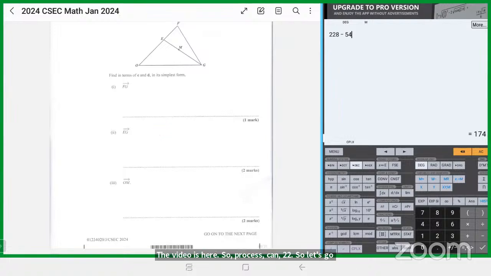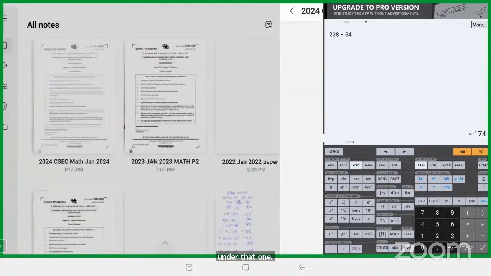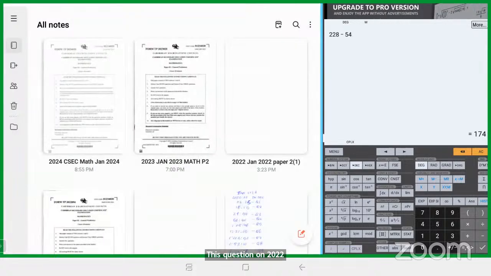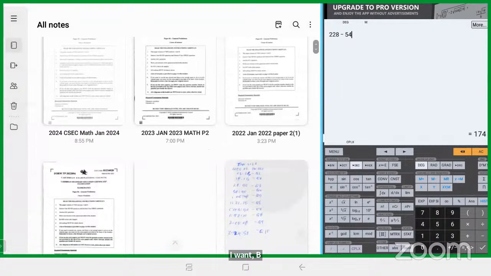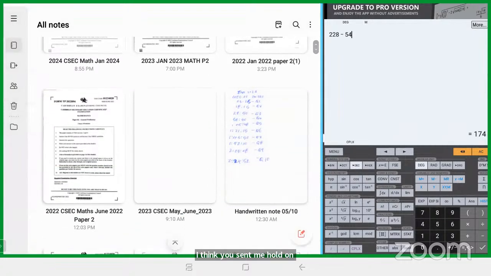Which question on 2022 you want, boss? Is it the January one? I think it's in May. Hold on. So yeah, remember 2017. No man, that is for tomorrow. Bring that tomorrow. The person is asking for another paper. I'm telling him bring it tomorrow.